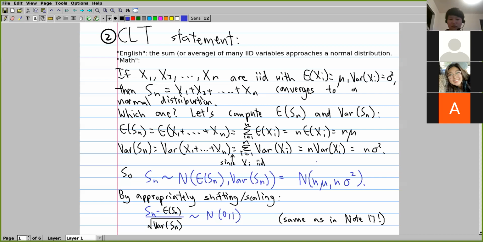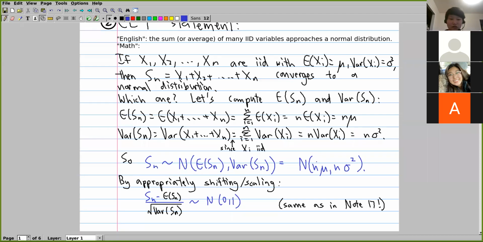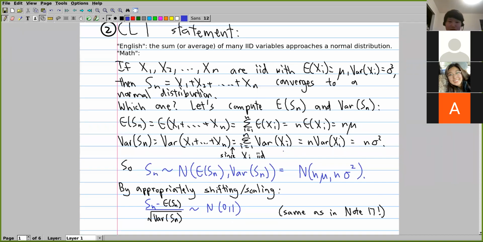And now, to make it look like the form in the notes, we need to shift it and scale it appropriately. So like I did in the part right above here, I first subtract away the mean so it's centered at 0, and then divide out by the square root of the variance so that the variance gets squished to 1. Plugging these all in, we get n mu here, and square root of n sigma squared here, which simplifies to square root of n times sigma. And then this approaches a normal distribution, and this is exactly what note 17 says.